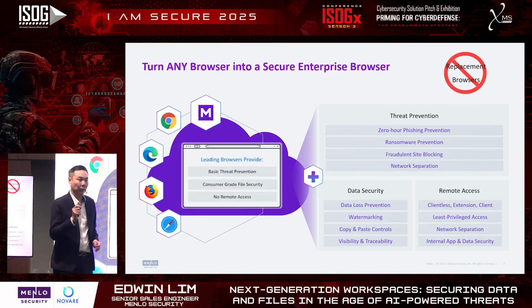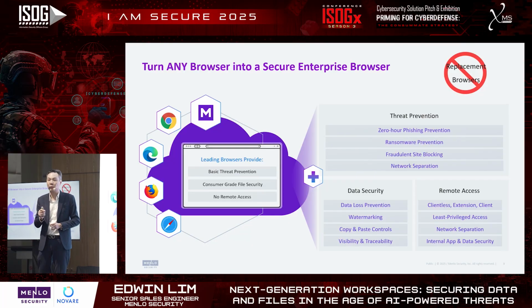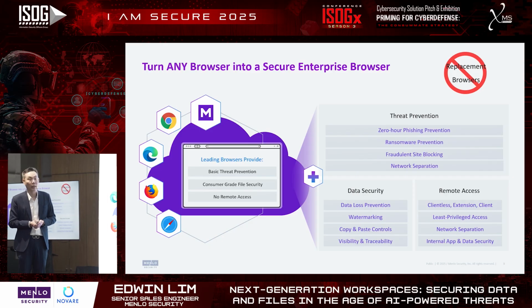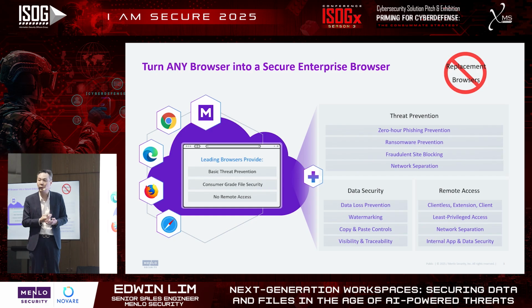For Menlo itself, we focus very much on isolation technology. It's built from the ground up. We started the isolation technology 12 years ago, and of course a lot has grown. Now we talk about secure workspace and how you secure your environment using isolation technology. That's how we can turn any browser into a secure enterprise browser, meaning through isolation, there's a surrogate browser in the cloud itself, and your own browser connects to it.